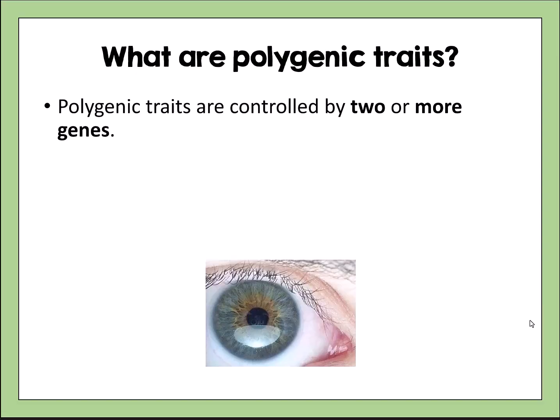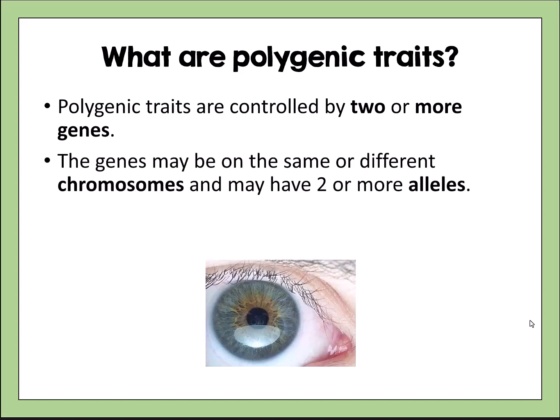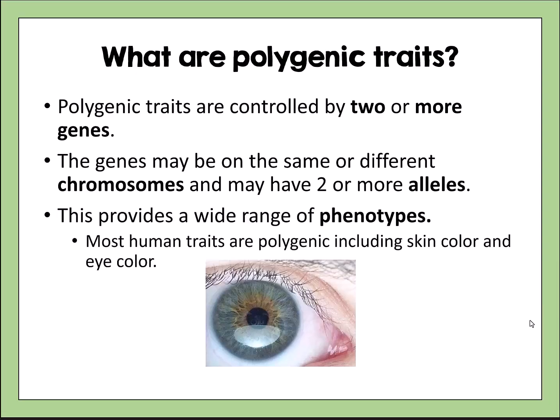Even with the multiple alleles, we were still talking about one gene for rabbit coat color. It just happened to have multiple versions of it. Now we're talking about more than one gene. These genes may be on the same or different chromosomes, and they may have two or more alleles. So we're getting very complicated here in our inheritance patterns. As you might expect, this provides a wide range of phenotypes.